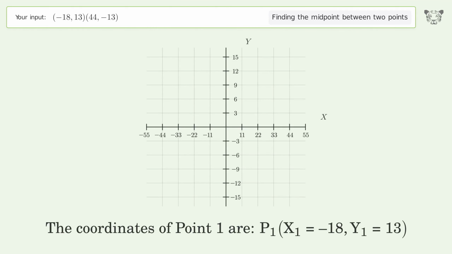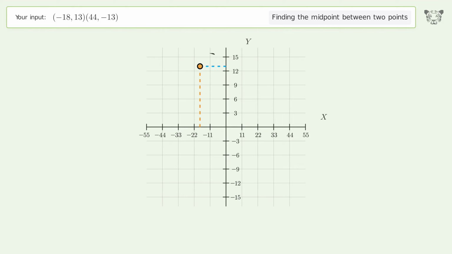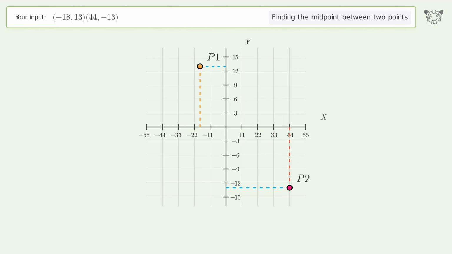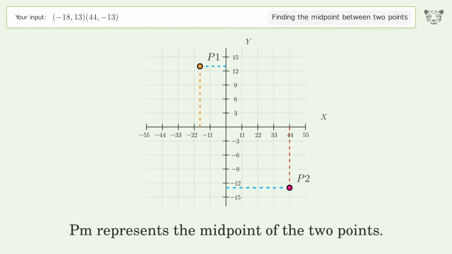The coordinates of point 1 are x1 equals -18, y1 equals 13. The coordinates of point 2 are x2 equals 44, y2 equals -13. PM represents the midpoint of the 2 points.